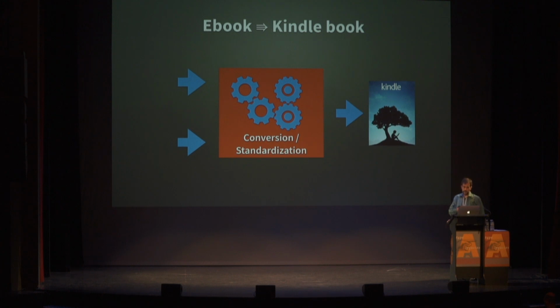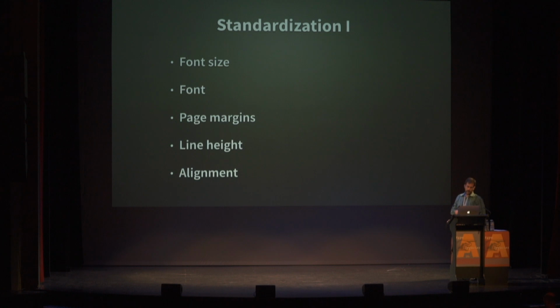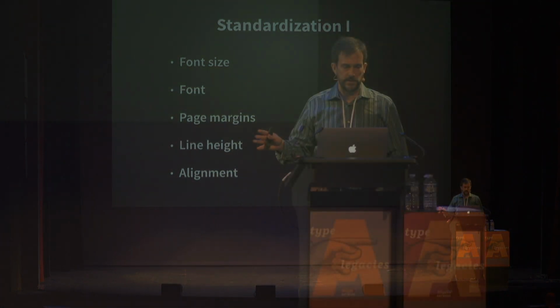So here are some examples of the guardrails that we can put up at this time. We do standardization of font size, font, page margins, line height, and alignment. The publisher can specify a font, that's fine. They can embed it in the book. Well, that's fine, we'll totally respect it, but they're not allowed to define the font size of the body.